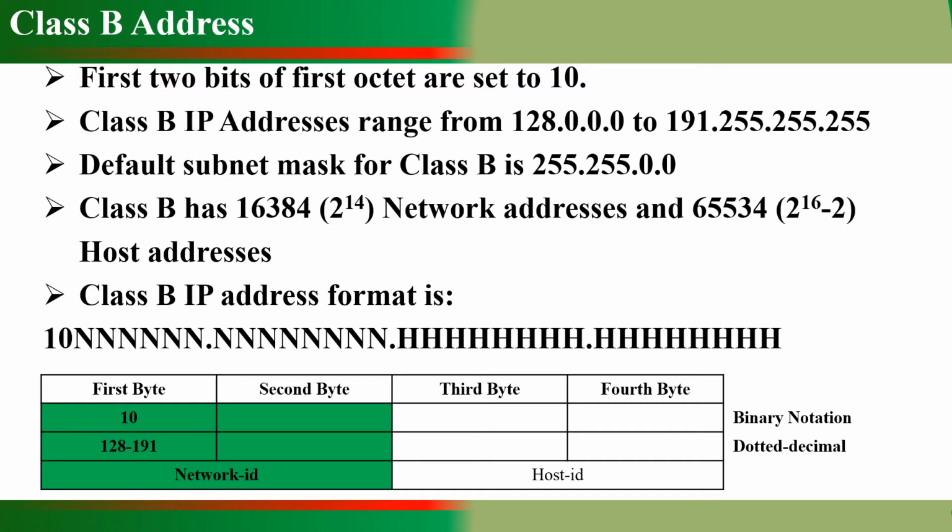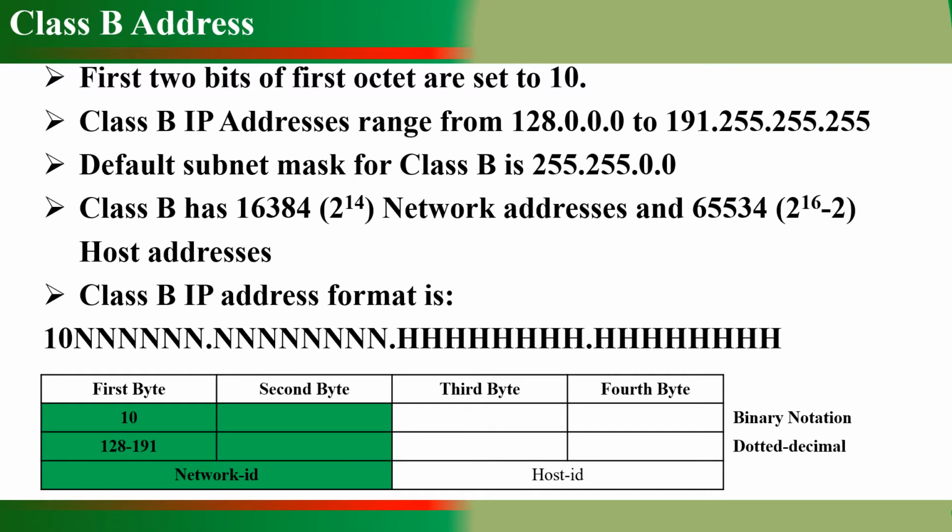Class B IP address range from 128.0.0.0 to 191.255.255.255. So starting address of class B is 128.0.0.0 and ending address of class B is 191.255.255.255. Default subnet mask for class B is 255.255.0.0, while default subnet mask for class A is 255.0.0.0.